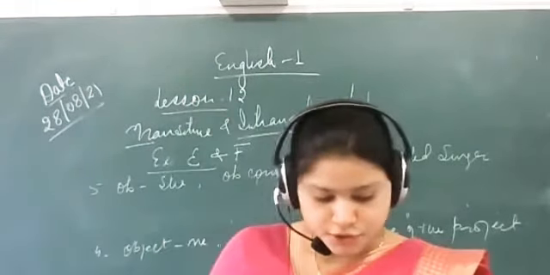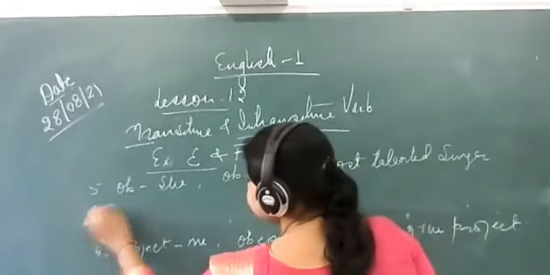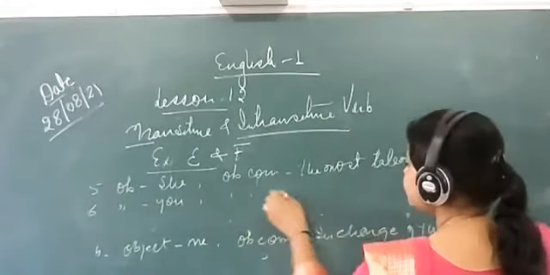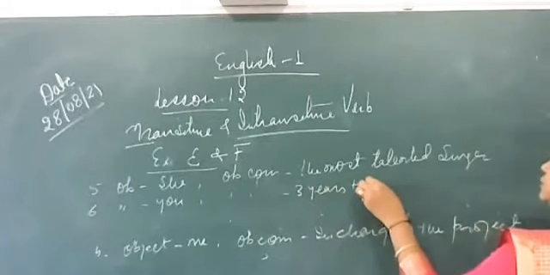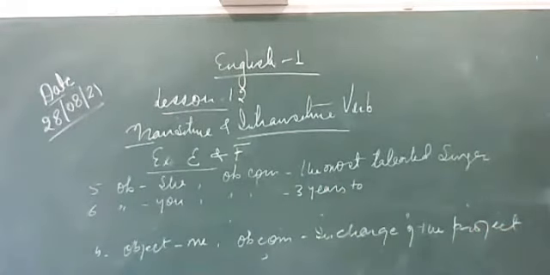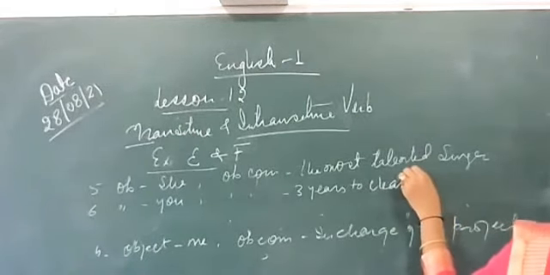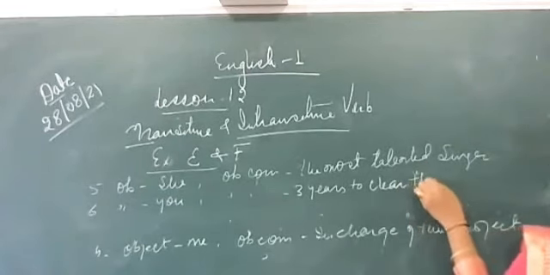Now 6. Object is you. Objective complement is 3 attempts to clear this exam. Clear? Okay.